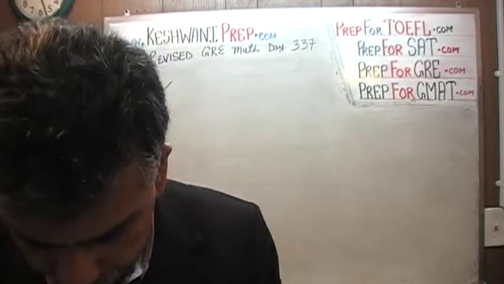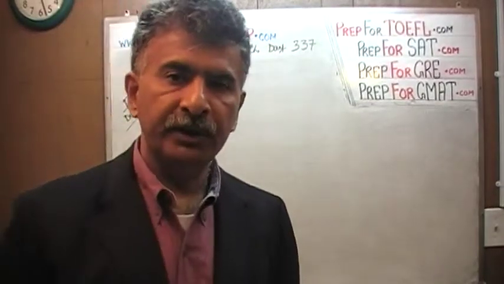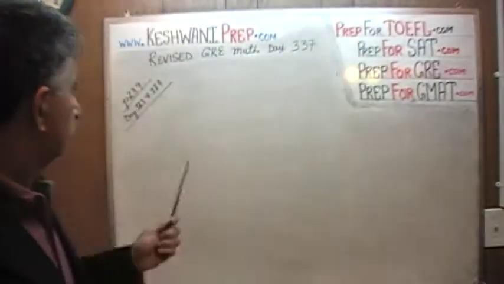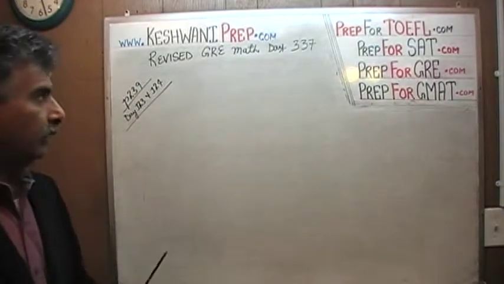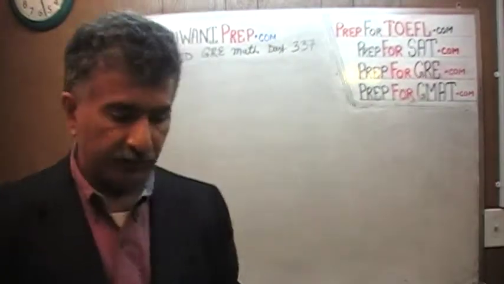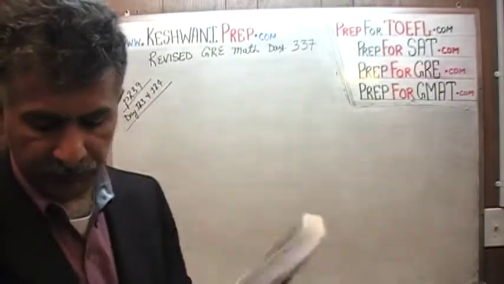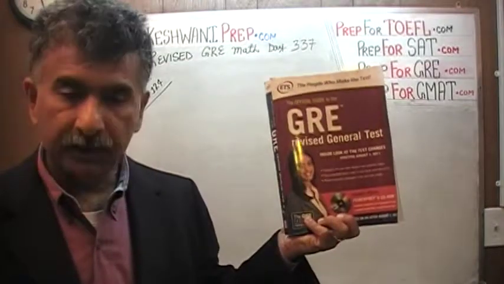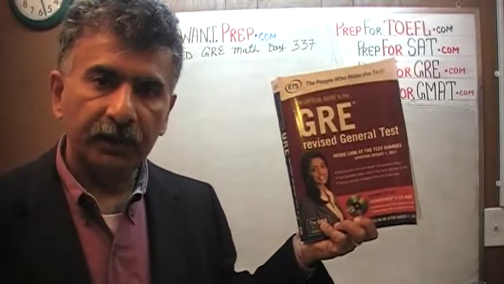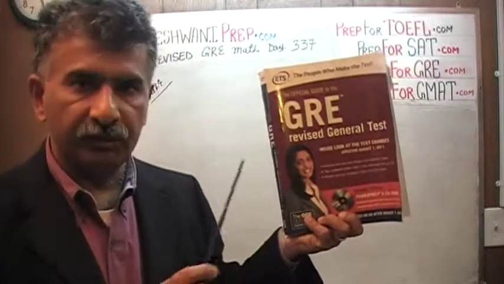The problem that we are about to solve is the one that you will find on page number 239. Please start with page number 239, and today is our lesson number 337. That problem on page number 239 is the exact same problem that appeared in the first edition of the revised GRE.